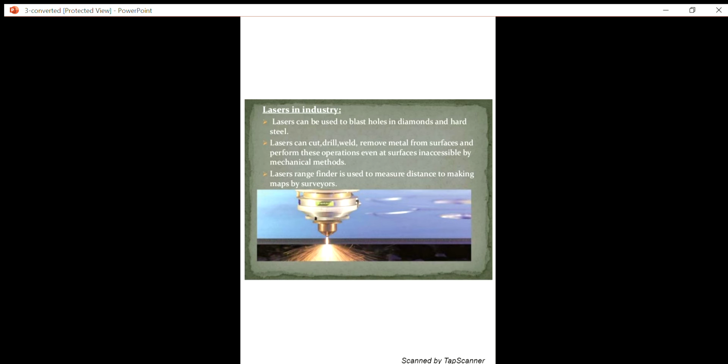Use of laser in industry. Laser can be used to blast holes in diamond and hard steel. Laser can cut, drill, weld and remove metal from a surface, and perform these operations even on a surface inaccessible by mechanical methods. Laser range finder is used to measure distance for making maps by surveyors.